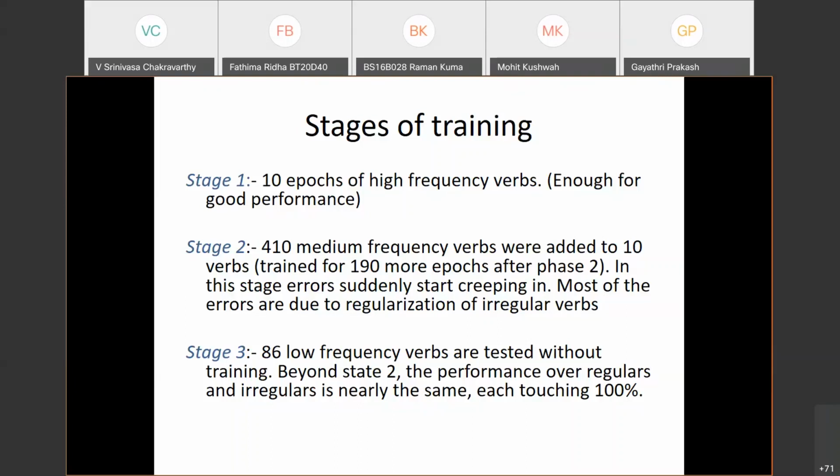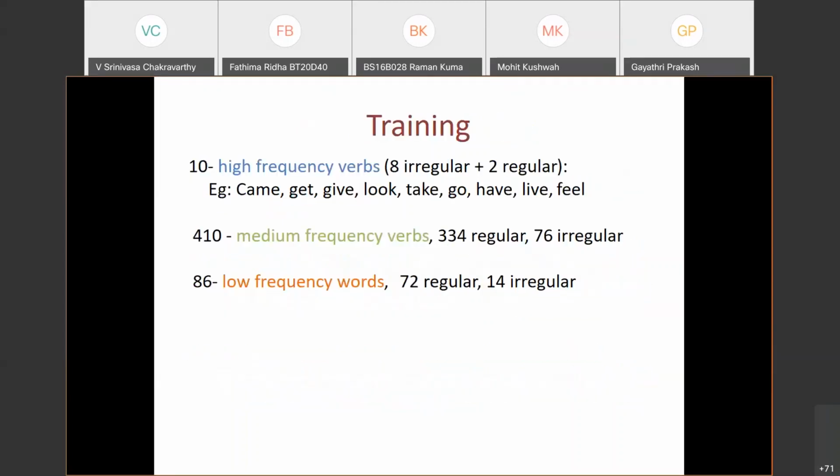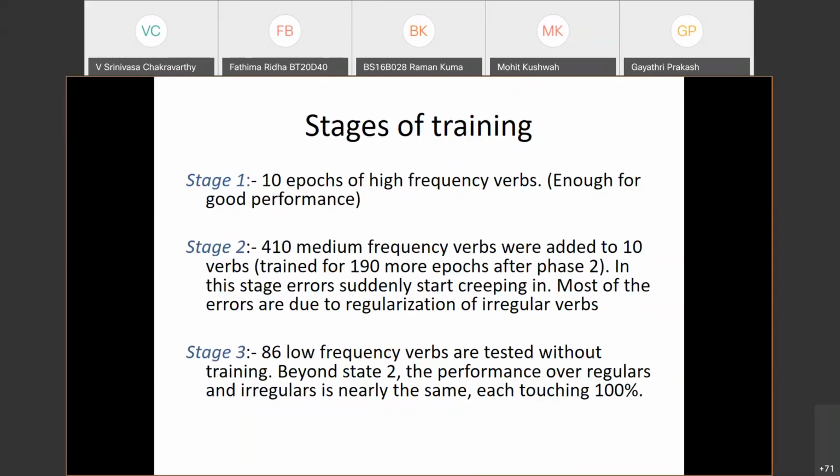So in the first stage, they presented only the high frequency verbs, the very first set, right? All this came, get, give, and all. And the network learned well because it's a small data set and gave good performance. Then after about 10 epochs, the 410 medium frequency verbs were added, and they were trained for 190 more epochs after the first stage.